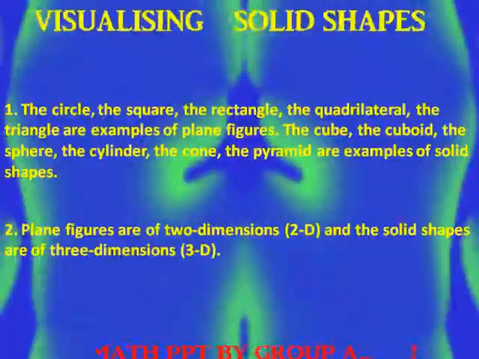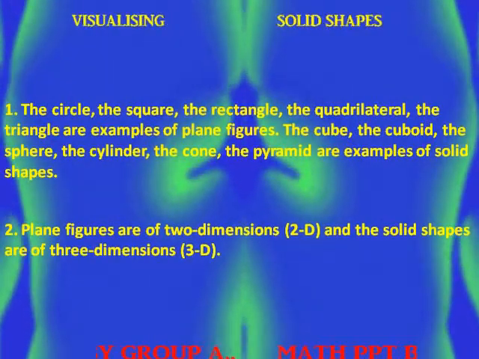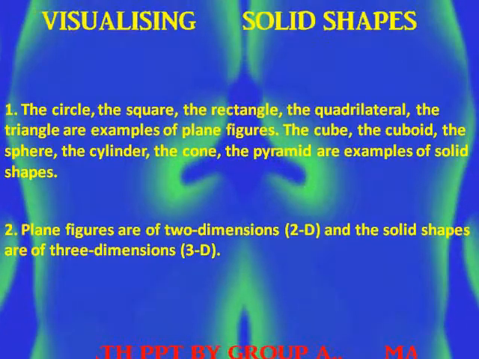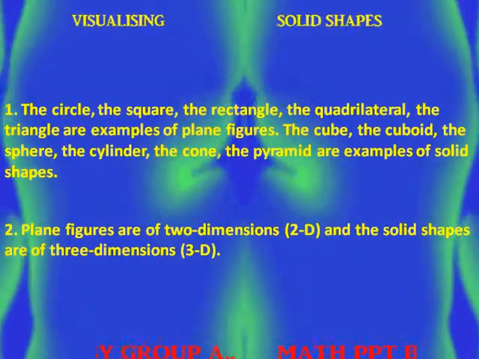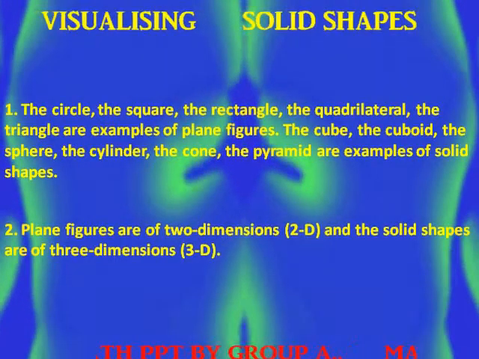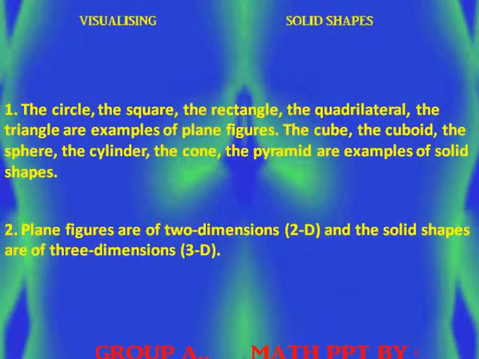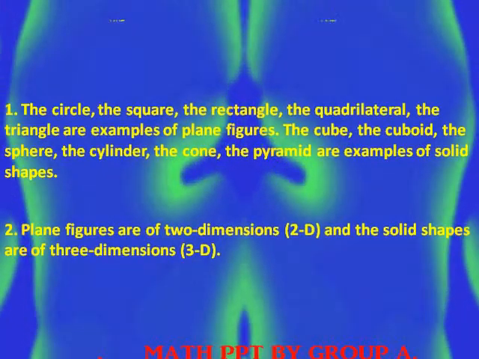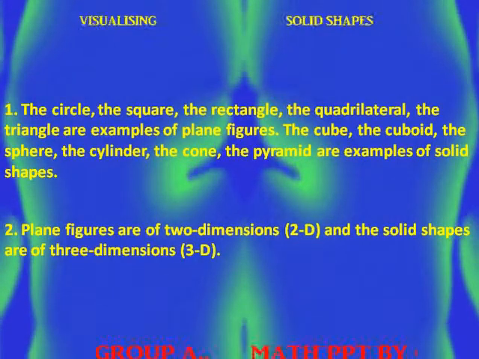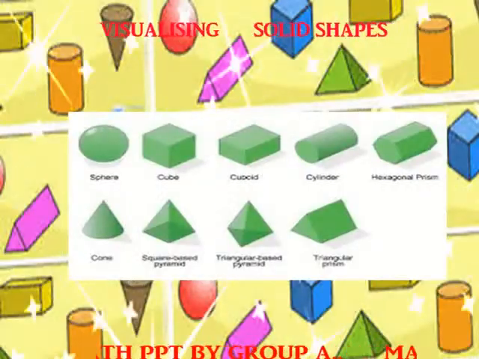Visualizing solid shapes. 1. The circle, the square, the rectangle, the quadrilateral, the triangle are examples of plane figures. The cube, the cuboid, the sphere, the cylinder, the cone, the pyramid are examples of solid shapes. 2. Plane figures are of 2 dimensions, 2D, and the solid shapes are of 3 dimensions, 3D. Examples.